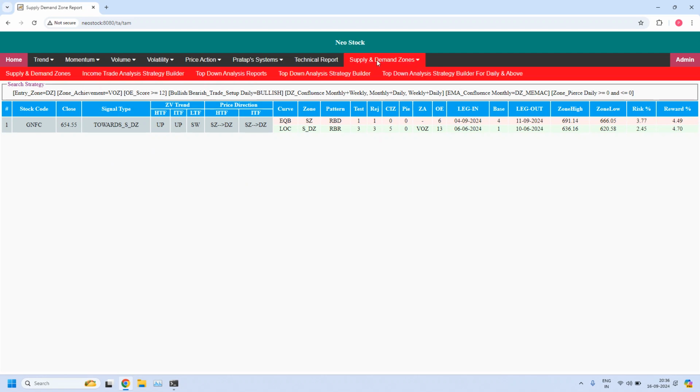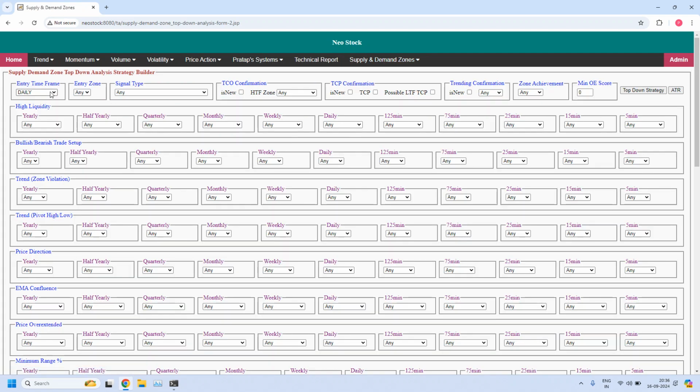Okay, this is about bullish trade setup monthly income trade. Next, bearish trade setup for monthly income trade. Entry time frame is daily, entry zone is demand zone. In bullish or bearish trade setup at daily, I am selecting bearish. And the daily supply, this is a bearish trade setup, it should be supply zone, daily supply zone. And this daily supply zone should not be pierced.